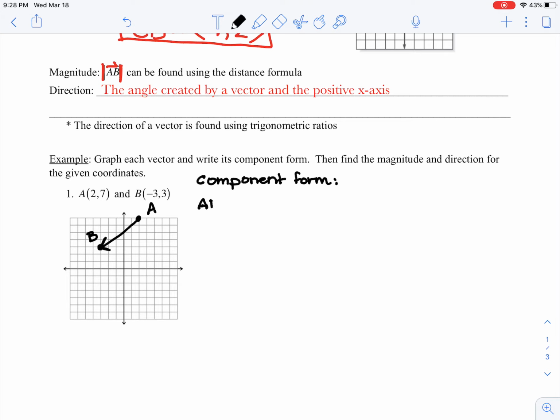So to do that, we have our vector AB, which is equal to, now we find the difference in the x-coordinates and the difference in the y-coordinates, making sure to use the terminal point first. So for vector AB, that would look like -3 minus 2, comma, 3 minus 7. So in component form, vector AB is -5, -4.